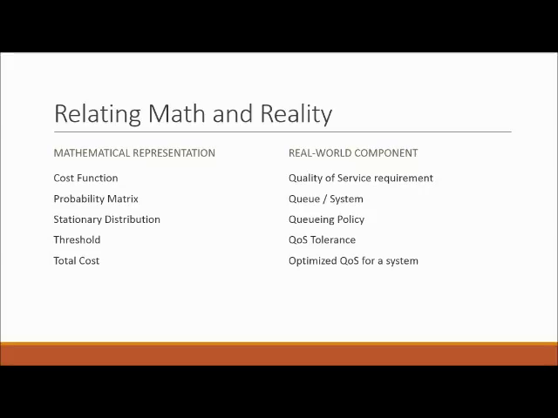Now, before we go on, I want to compare the math and the reality that's presented in the paper. So when I talk about a cost function, I mean some sort of quality of service requirement. Probability matrix is the queue or the system we're analyzing. The stationary distribution is our queuing policy. Threshold is our quality of service tolerance, and the total cost is our optimized quality of service for the entire system.